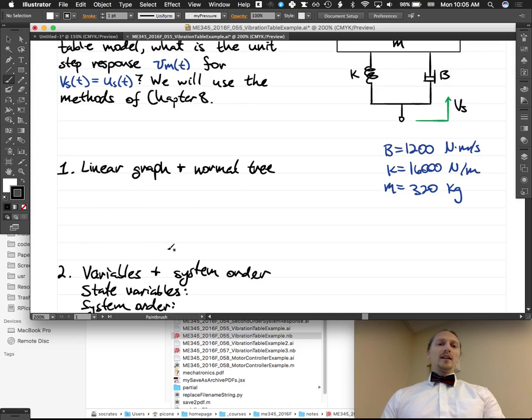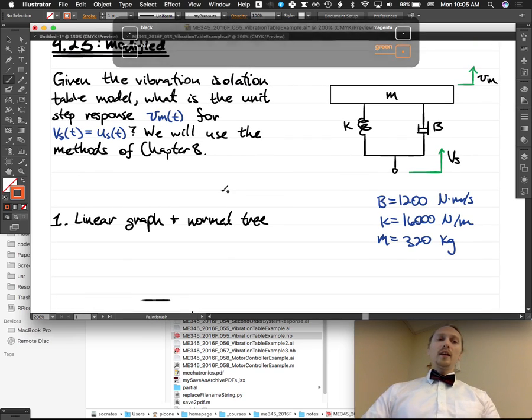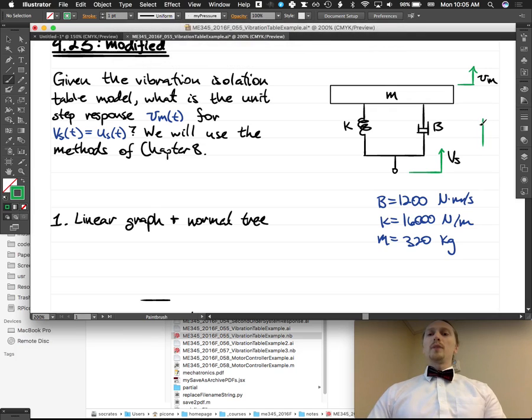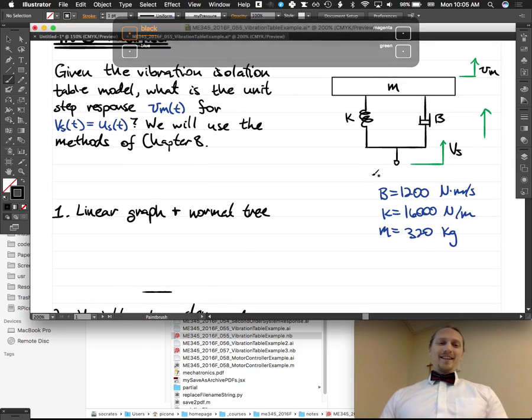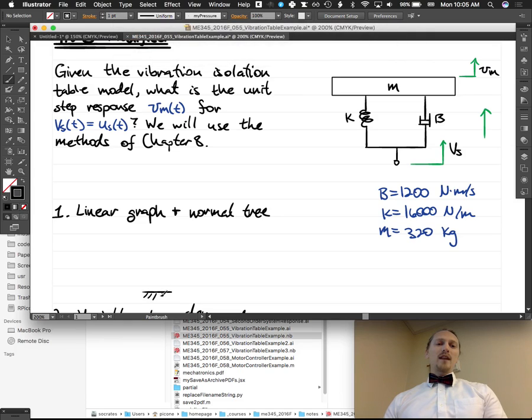So let's draw the linear graph, a normal tree. You should pick a positive direction. Should we go this way? Because it'll make the signs work out nice. So if we choose that as our positive direction, this is our ground. The mass is definitely going to have a node. And then this also has a separate velocity as well, right? Because this moves independently from ground. So two non-ground nodes, one of which is connected to a velocity source.